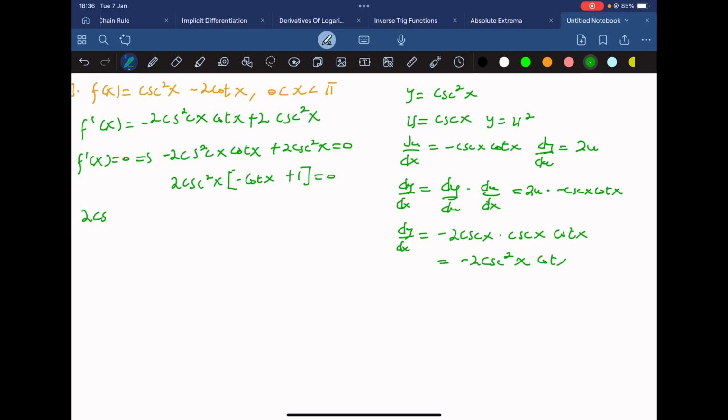So we have 2 cosecant squared x to be equal to 0, or we have that second term, which is 1 minus cotangent x to be equal to 0. Now, remember, cosecant itself is just 1 over sine of x. So even if we equate 1 over sine squared x equal to 0, this will just give you 1 over 0, which gives you no critical point. So there is no critical point in this area.